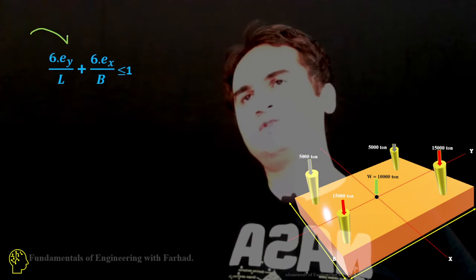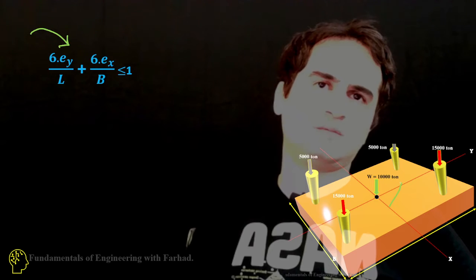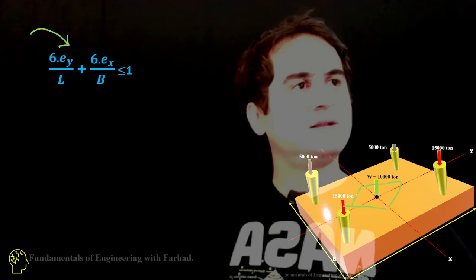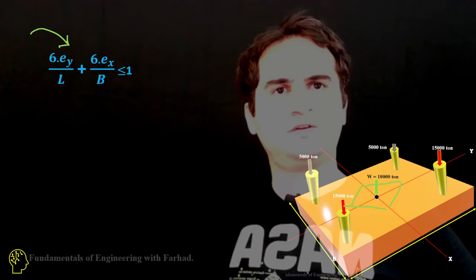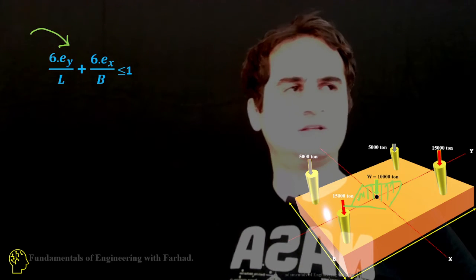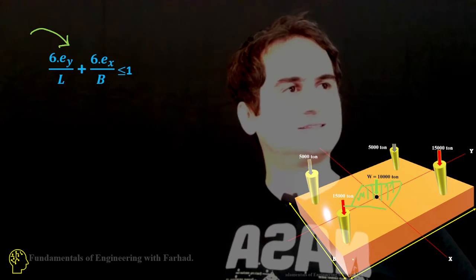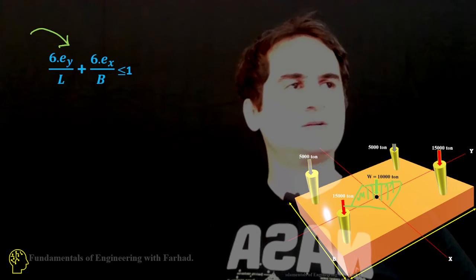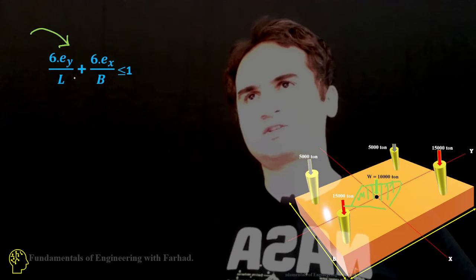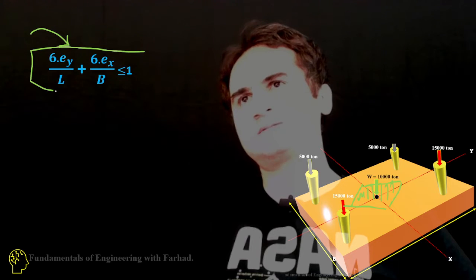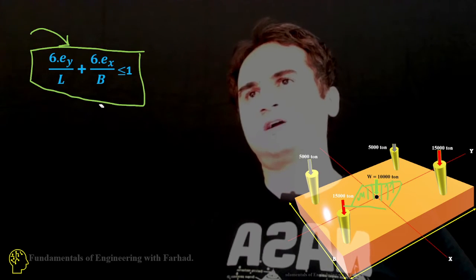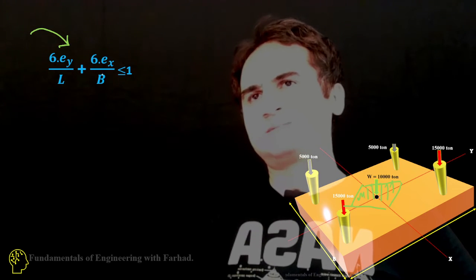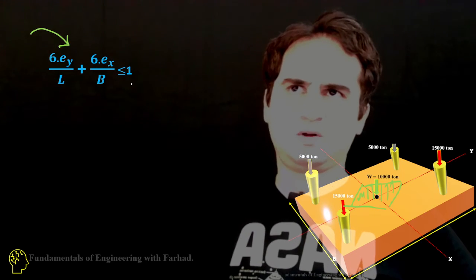If you remember the equation from the middle third rule, which we already reviewed, if the force applies somewhere in this center rhombus, nowhere in the corners experiences tension. So that's this equation: 6 times e_y over L plus 6 times e_x over B should be smaller than 1.